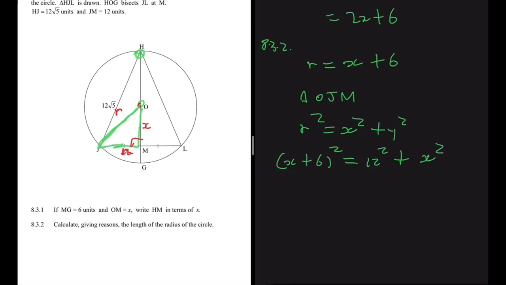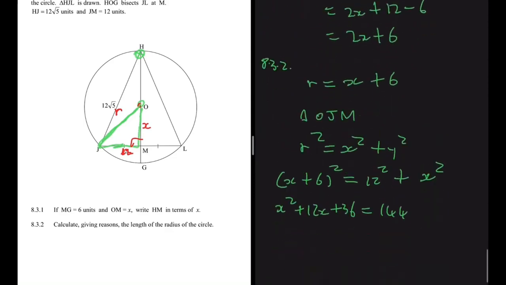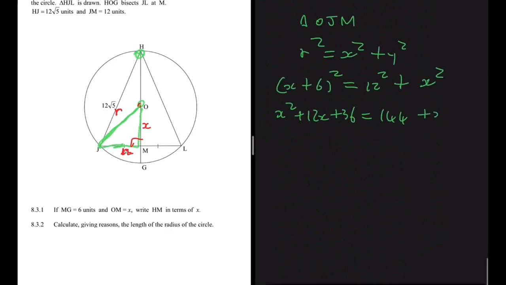So what is (X plus 6) squared? X multiplied by X is X squared. X multiplied by 6 is 6X. You multiply that by 2, you get plus 12X. And then 6 multiplied by 6, that is 36. And that will be equal to 12 squared, 144, plus X squared, right? So look at this. We have X squared here, we have X squared here. So they're going to fall off, right?